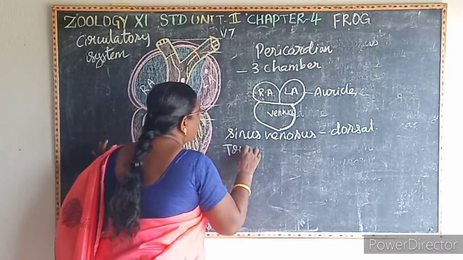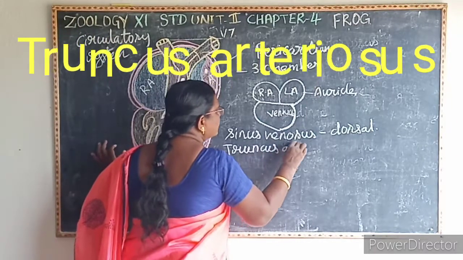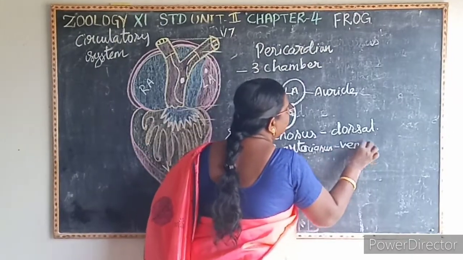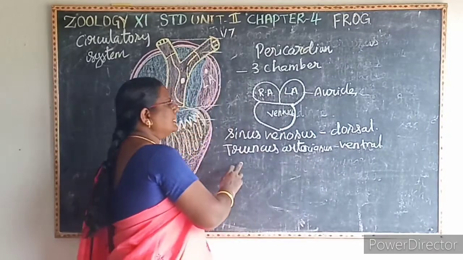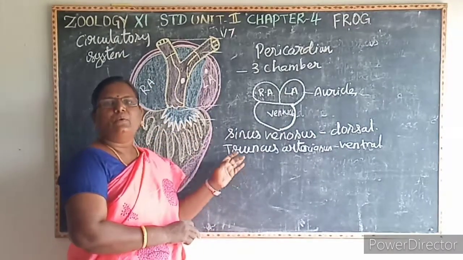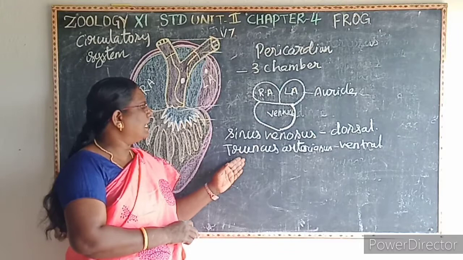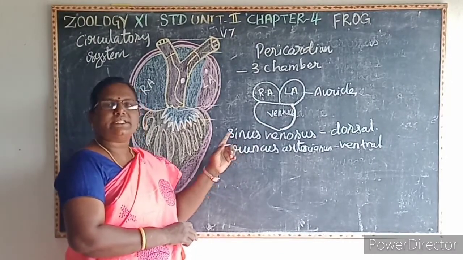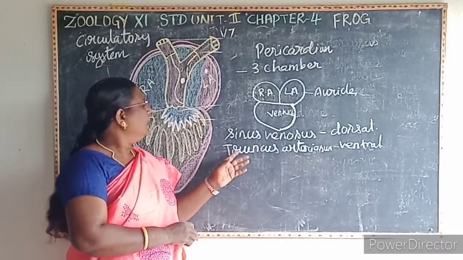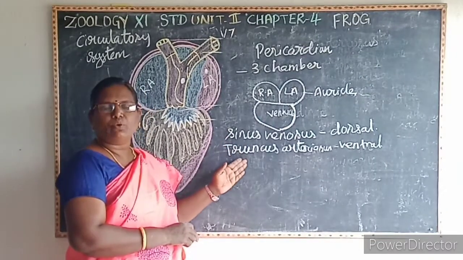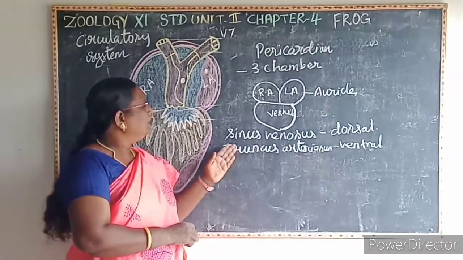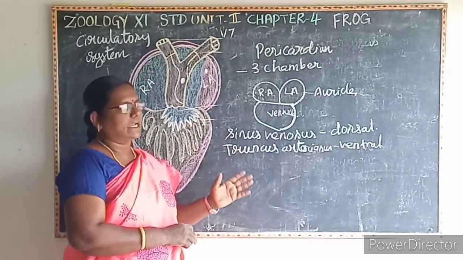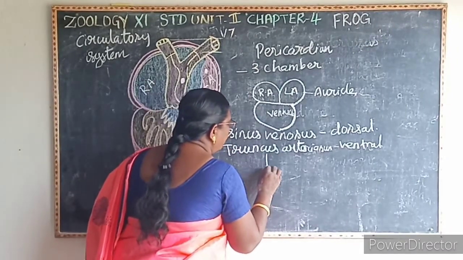Then the truncus arteriosus. The truncus arteriosus is present on the ventral surface of the heart. It is a large, thick-walled, cylindrical structure, whereas the sinus venosus is thin-walled and triangular. The truncus arteriosus divides into the right and left aortic trunk.